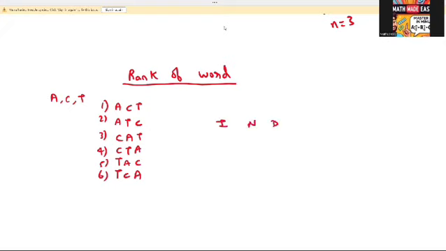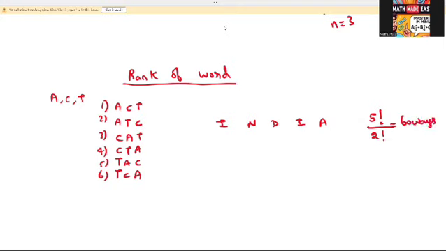So let's do it for INDIA. They'll ask me to find the rank of the word INDIA. Suppose the total number of words that can be formed out of these alphabets I, N, D, I, and A. If you count, there are five letters, so 5 factorial ways, but there are two identical letters I. So you have to divide by 2 factorial because you cannot distinguish between their positions. So totally, there are 60 words that can be made using these letters.